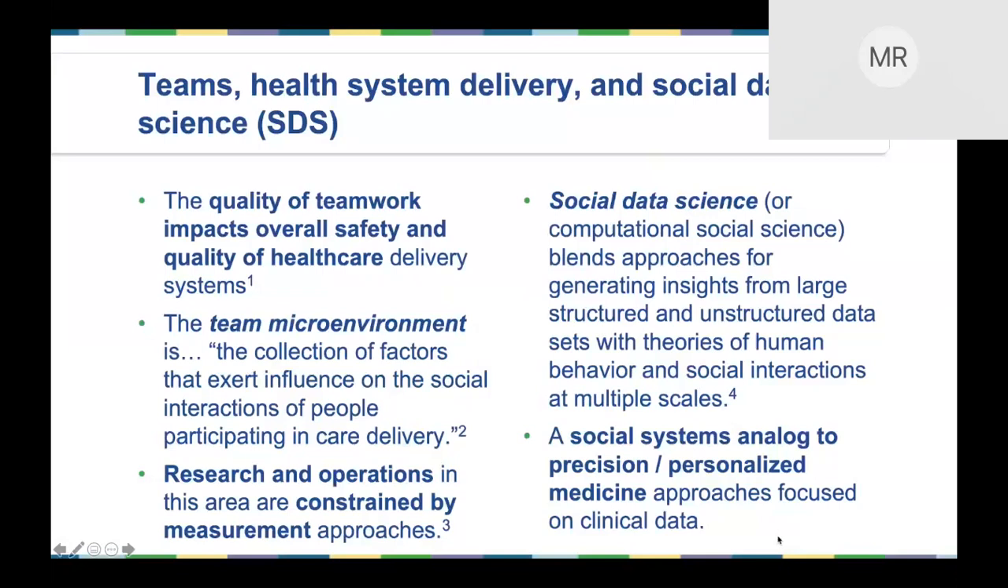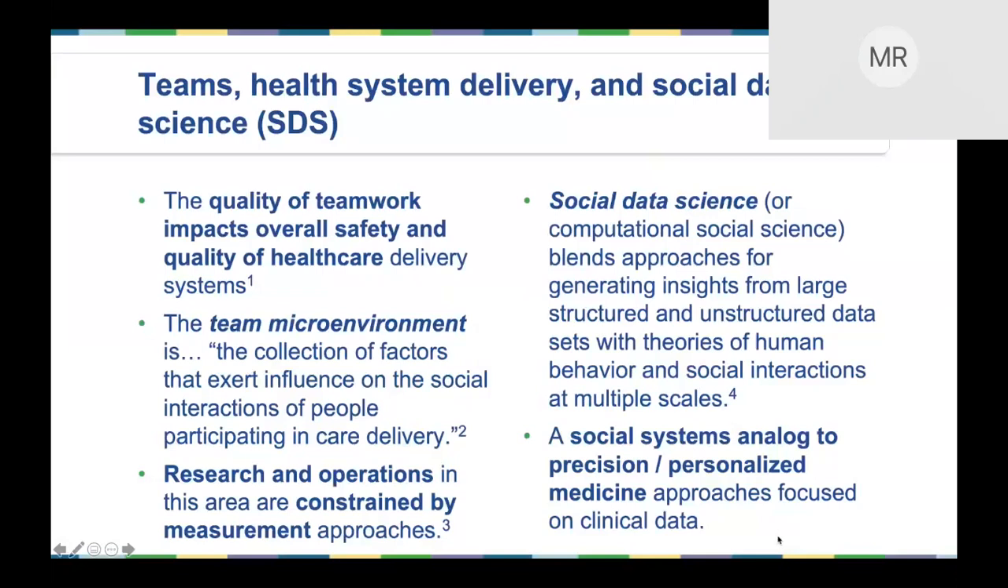But really, we're talking about blending approaches for generating insights from larger structured and unstructured data sources, using exploratory generative methods many times, and theories from human behavior and the social sciences to understand behavior and interactions at multiple scales. So, individuals acting within teams, teams interacting within larger multi-team systems and organizations, and cross-organization interactions. And in a lot of ways, this is a social systems analog, or a healthcare delivery systems analog, to the advancements and pushes in precision or personalized medicine.